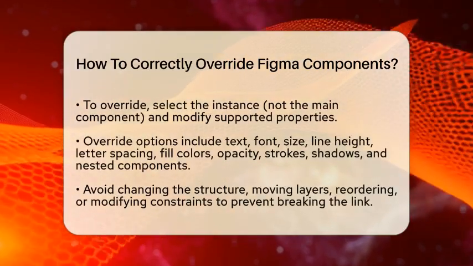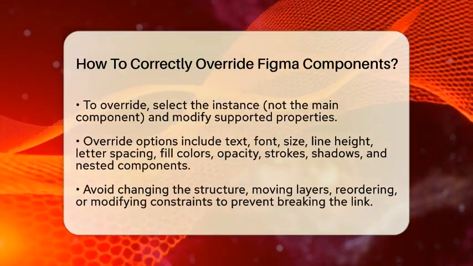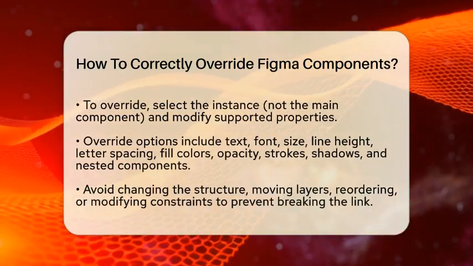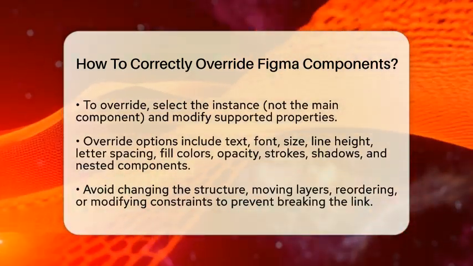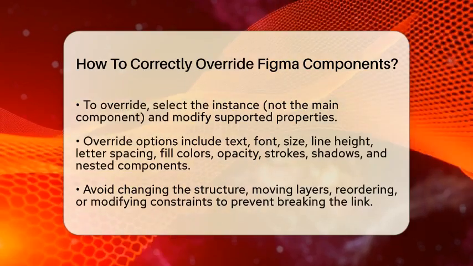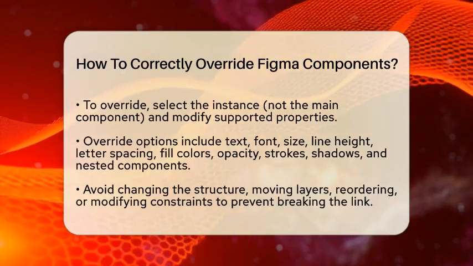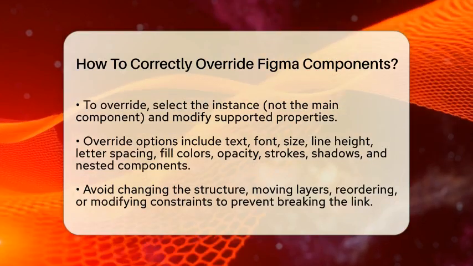To override a component correctly, start by selecting the instance you want to change. Make sure you don't select the main component itself. Now, you can change properties that Figma supports for overrides. These include text content, font, size, line height, and letter spacing. You can also change fill colors, opacity, strokes, shadows, and even swap nested components like icons.